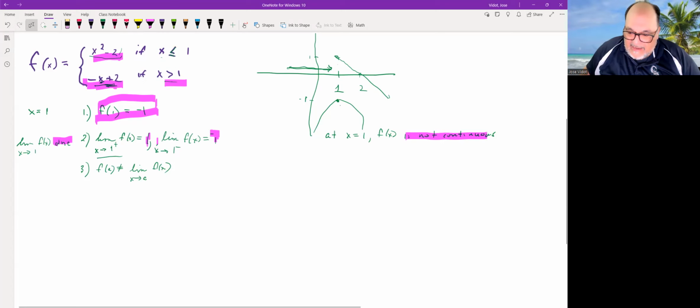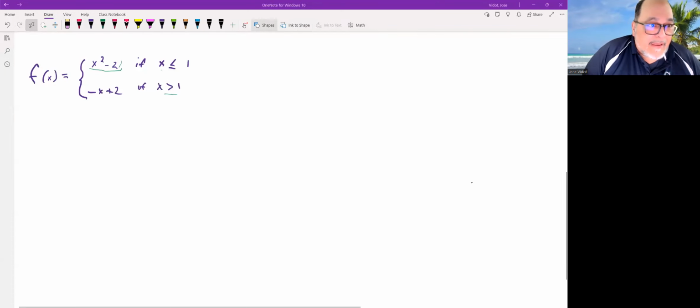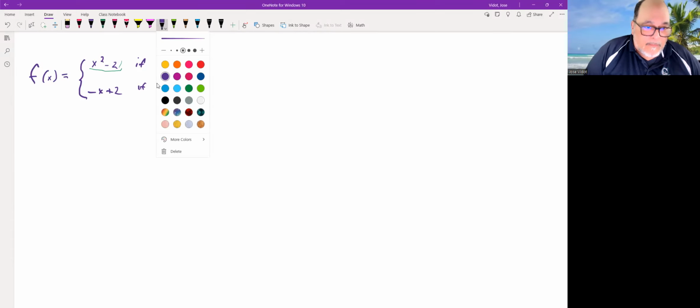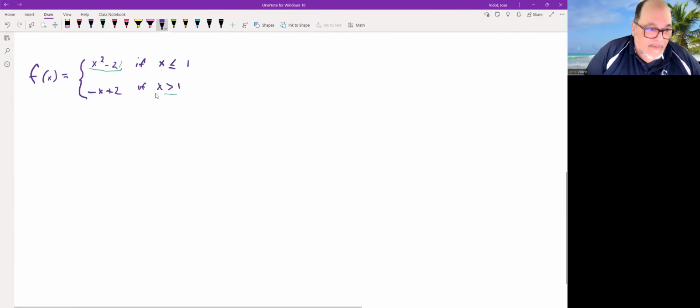Now let's take a look at x equal 2. Okay, at x equals 2, let's take a look at that. All right. So the question is, is f of x continuous?